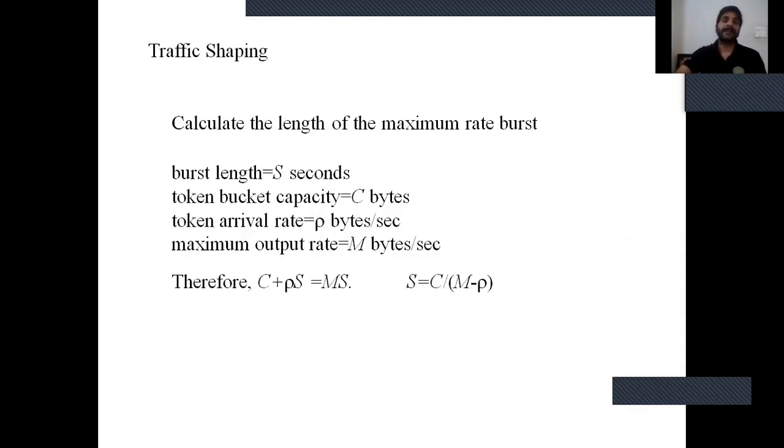So for traffic shaping, we calculate the length of the maximum-rate burst like this. Burst length is S seconds. Token bucket capacity is C bytes. Token arrival rate is rho bytes per second. Maximum output rate is M bytes per second. So we can say that C plus rho S equals M S. Hence, S equals C divided by M minus rho.